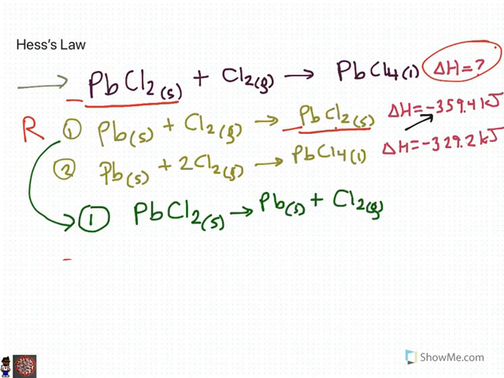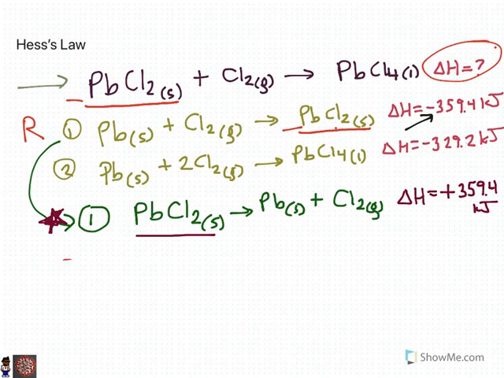Alright, so reversing the reaction gives us this right here. We flipped it. Our reactants became products, and our products became reactants. So the question is, what happened to the delta H? Well, remember, reversing a reaction flips the sign. So our new delta H is going to be positive 359.4 kilojoules. And now our PbCl2 is on the side that we want with the coefficient that we want. So we're just going to go ahead and put a star right here by number 1 because we're most likely not going to manipulate that reaction anymore. It's just where we want it.